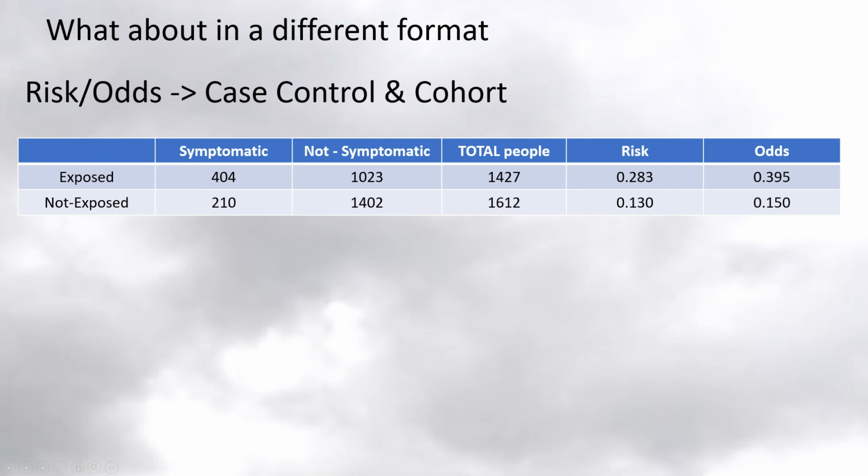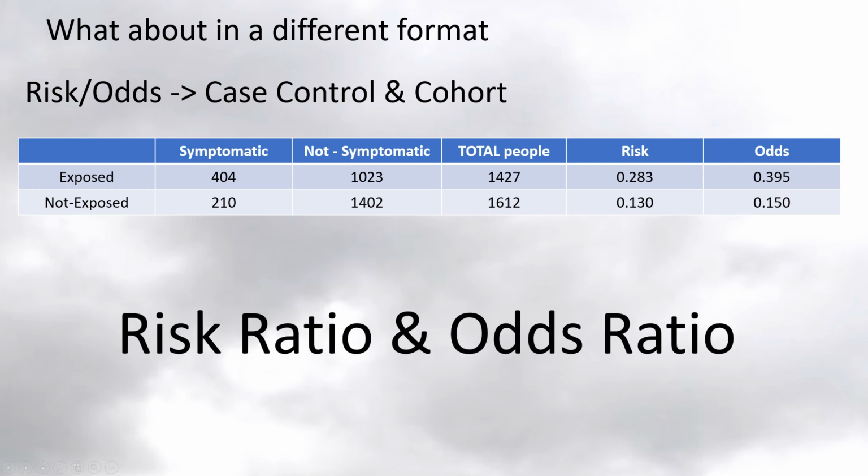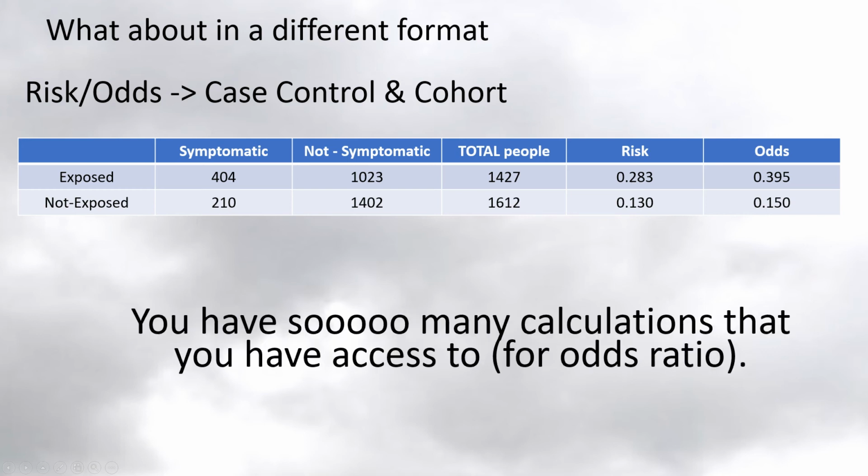Now, risks and odds can be derived from case control and cohort. Rate you can only get from cohort. Just stating that. Now let's calculate the risk ratio and odds ratio. How wonderful! You have so many calculations that you have access to, because you picked your favorite one, but you can use three of them. This is for the odds ratio.